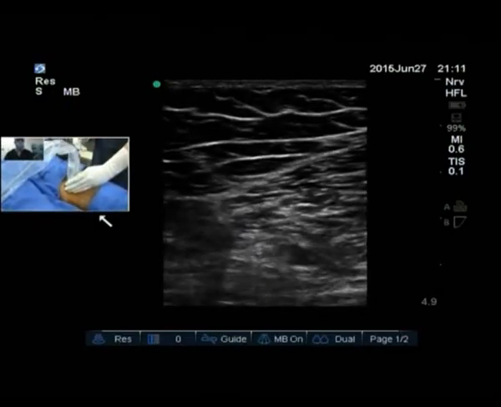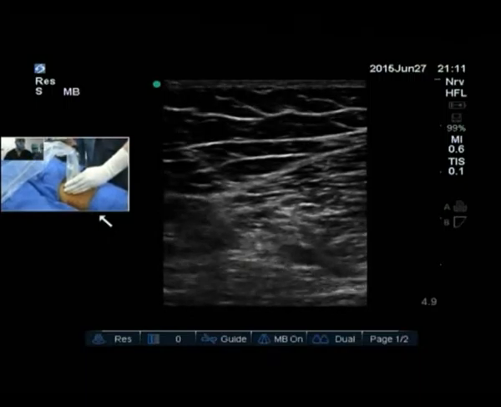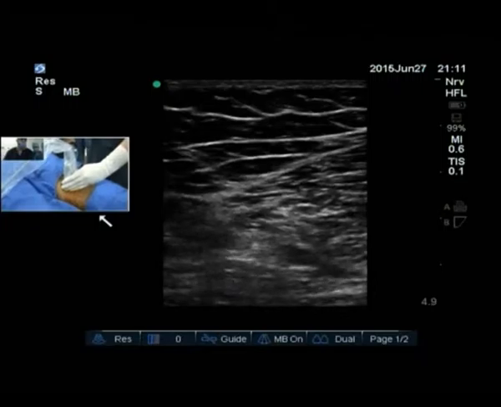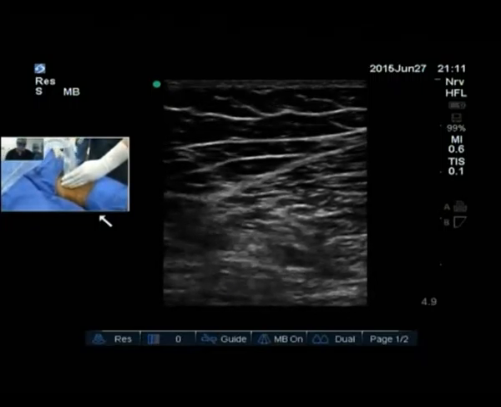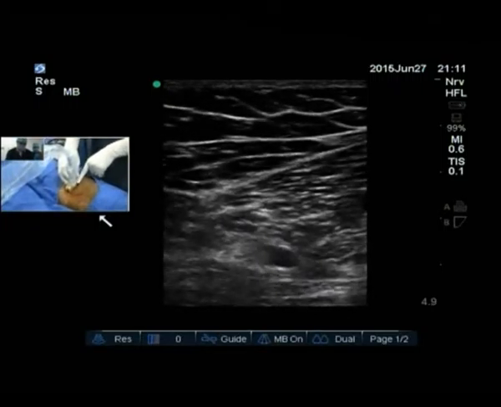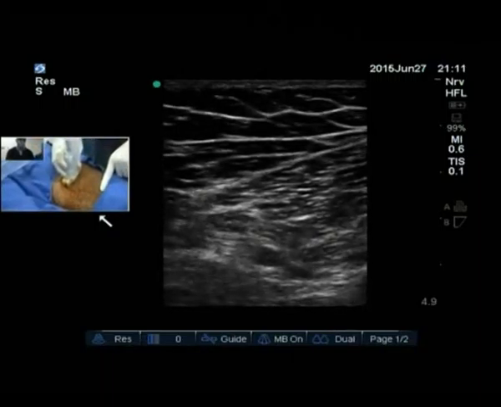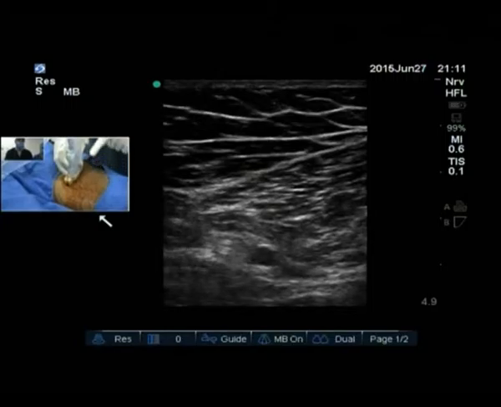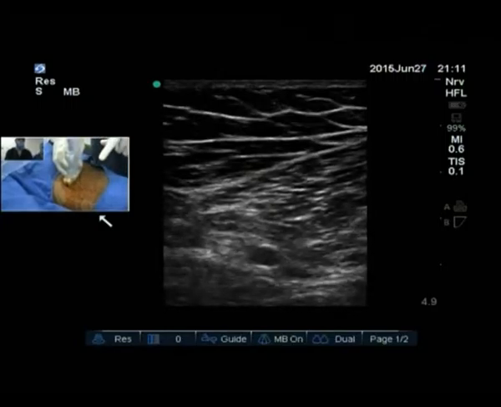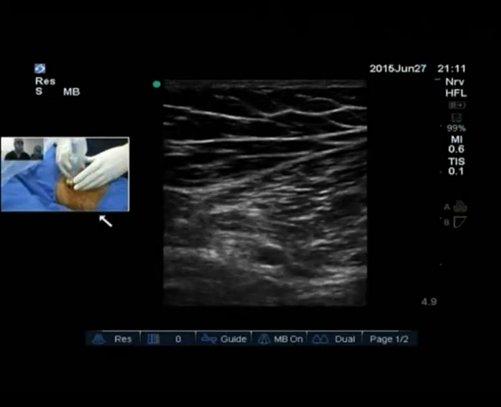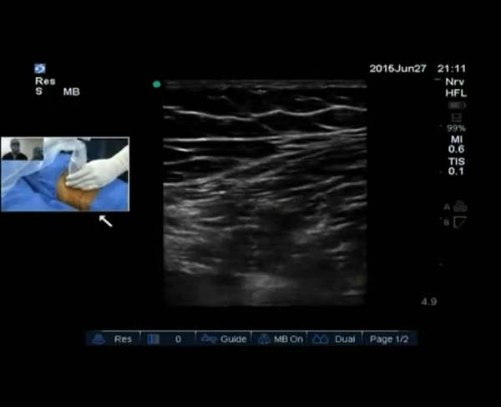This is also known as a subsartorial block, or the adductor canal block, or the Hunter canal block. And if you scan this artery while you go distal, you will see that the femoral artery gives off a genicular artery which supplies the knee joint, and then it dips posteriorly to become the popliteal artery. But this is the area of interest.